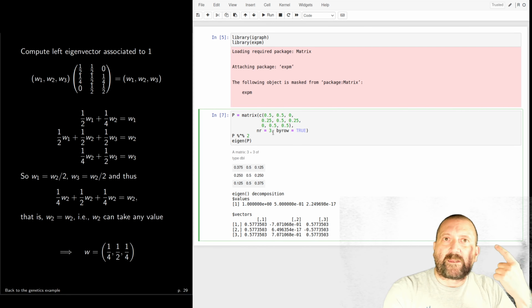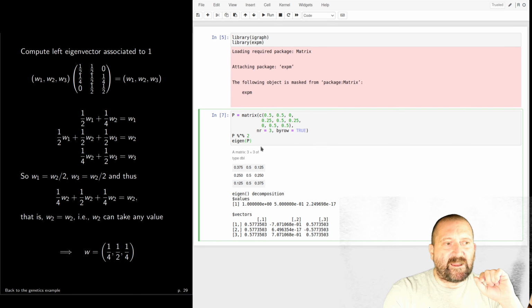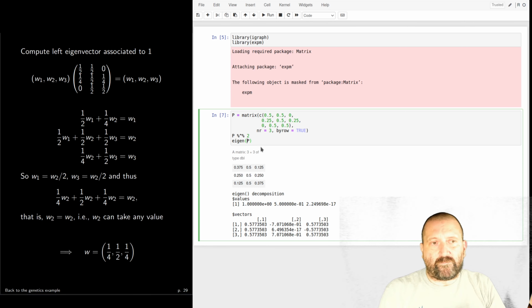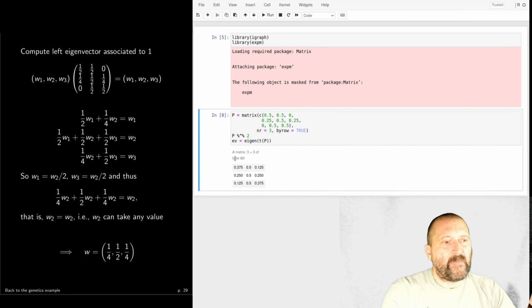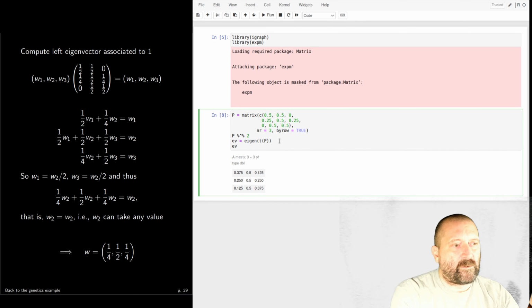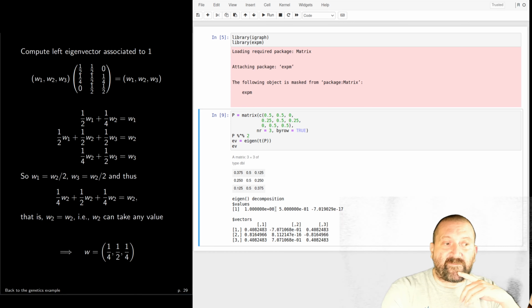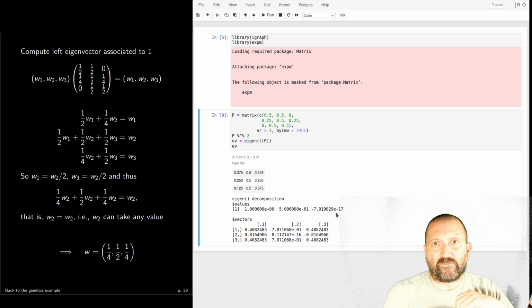But what I want is the left eigenvector. Remember that an easy way to compute left eigenvectors is to compute the eigenvector of the transpose of the matrix, which is what I'm going to do now. I'm going to say that EV is equal to this. Now if I look at the components of EV, I get the eigenvalue 1, and then 2 other eigenvalues. But what I'm looking for is the eigenvector corresponding to the eigenvalue 1, which is the first one here.